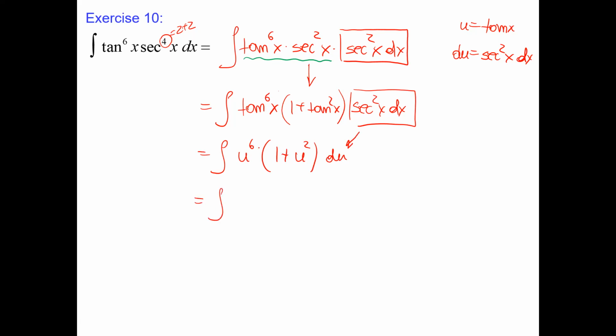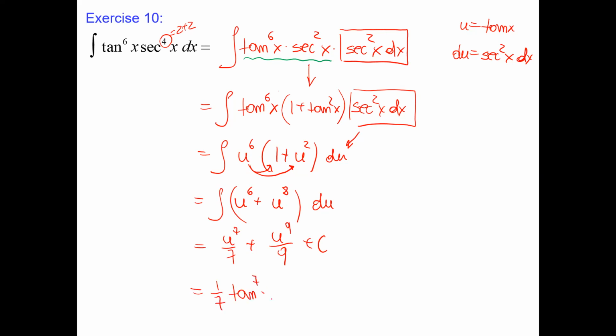Excellent. Let's distribute u to the power of 6, u to the power of 8. We're adding exponents when we multiply. And we're done. U to the power of 7 over 7, u to the power of 9 over 9, and replacing u with tangent. Tangent to the power of 7, tangent of x to the power of 9.